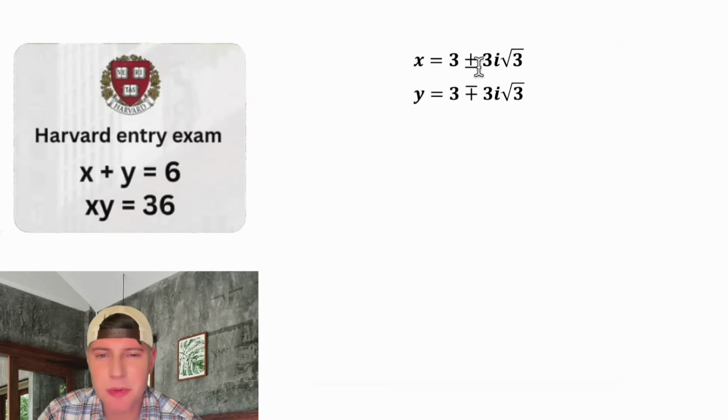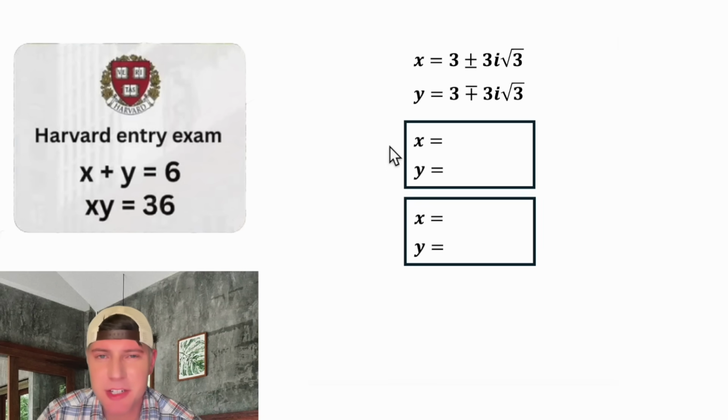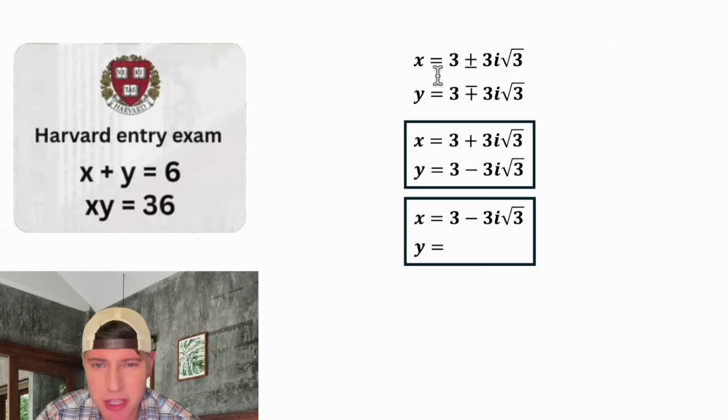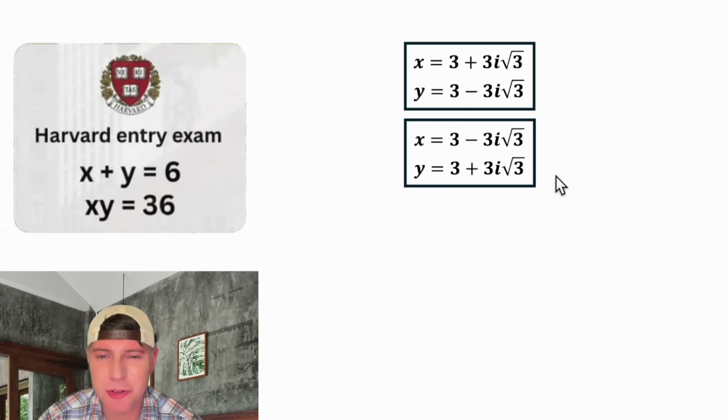So x is 3 plus or minus 3i root 3, and y is 3 minus or plus 3i root 3. So we have two pairs of answers for x, y. For x, we have either the positive version or the negative version. And then to get the corresponding values of y, when the x is a plus, the y is a minus, so that'll go here. And when the x is a minus, the y is a plus, so that'll go here. So the reason this was a minus plus is so we know which corresponding values go with which. Isn't that pretty cool? And these are the answers to our question.